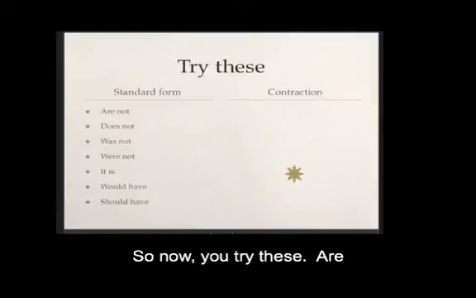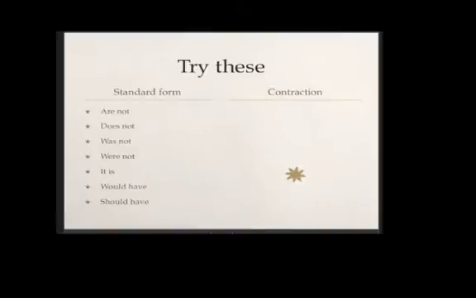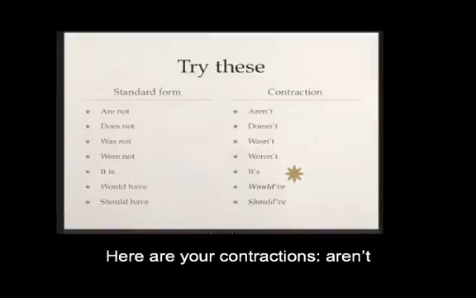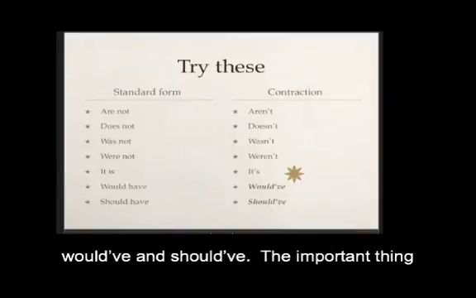So now you try these. Are not, does not, was not, were not, it is, would have, and should have. Here are your contractions: aren't, doesn't, wasn't, weren't, it's, would've, and should've.